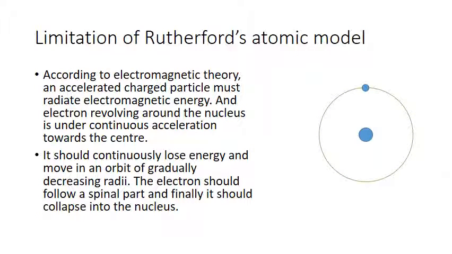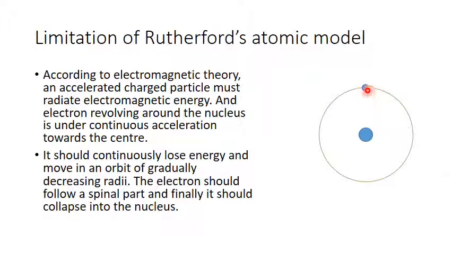Now, apart from his results and achievements, there were some limitations of Rutherford's atomic model. Let us discuss those limitations. According to the electromagnetic theory, an accelerated charged particle must radiate electromagnetic energy, and the electron revolving around the nucleus is under continuous acceleration towards the center. So according to electromagnetic theory, if a charge revolves around the nucleus, it should radiate some energy. It should give out some energy.